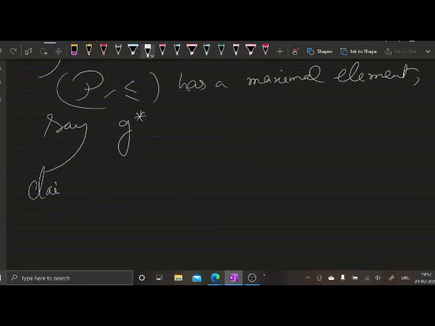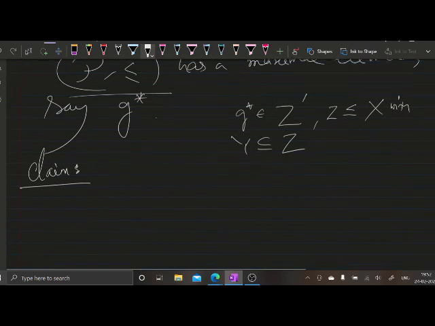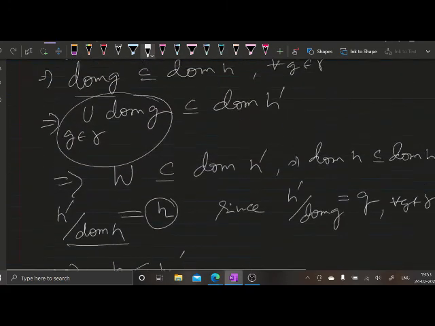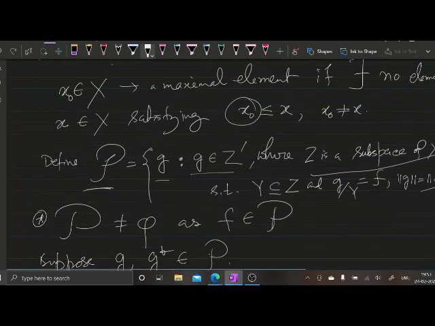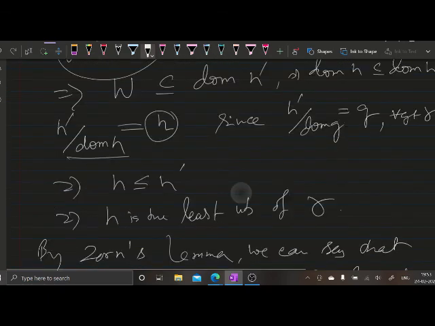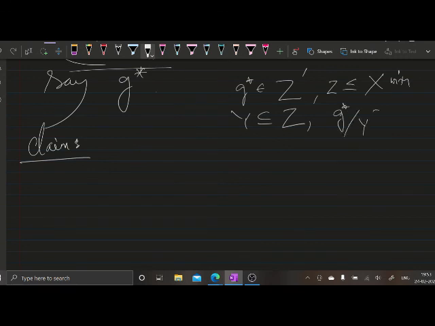Now, our claim is that, what is our claim? Now, what is G star? G star is a maximal element of this, that means, what does it mean? That is, G star belongs to some Z dashed, where Z is a subspace of X with Y contained in Z, and if you take the restriction of G star to Y, then it will give you F, and norm of G star is equal to norm of F, right?